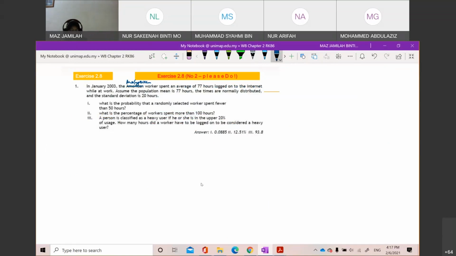But if we simplify, on average, Malaysian workers spend 77 hours logged onto the internet while at work. Assume the population mean is 77 hours, the times are normally distributed, and the standard deviation is 20. So in this case, x is equal to what, class?